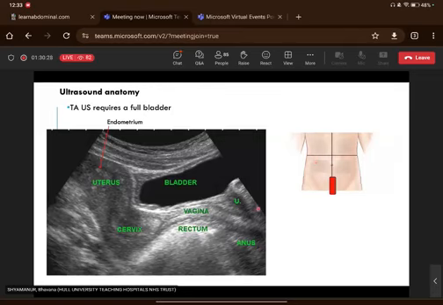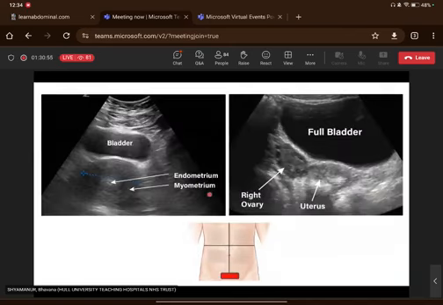So going through ultrasound anatomy, so seeing how these structures can be seen with a full bladder. So the uterus, the endometrial stripe is usually bright, so it can be seen on a transabdominal ultrasound. Of course, this is a longitudinal view. You can see the cervix and the vagina, of course. And then posteriorly, you may very well be asked to label either the anus or the rectum.